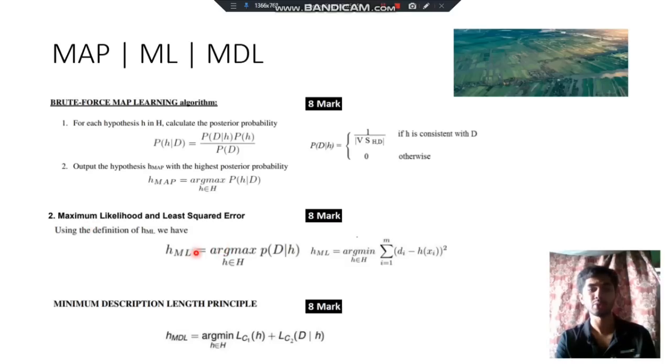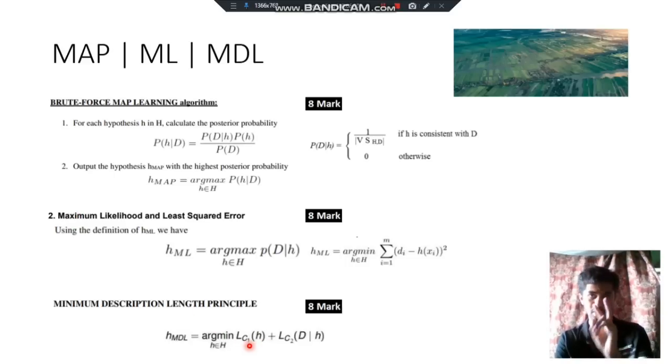Next one, maximum likelihood: we have argmax of P of D given H has occurred. H_ML is equal to argmin of (d_i minus h(x_i)) whole square. That's all. Then MDL is what? Done. Next, we have the minimum description length principle.